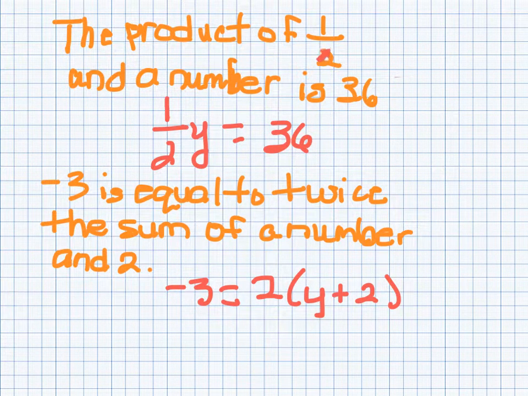Here we have the product of 1 over 2 and a number is 36. And so we have product means we need to multiply something. So we have 1.5 and a number would be y, so that's 1.5 times y equals 36. And then negative 3 is equal to twice the sum of a number and 2. We have negative 3 equals, we had that part, twice, so we have 2, and then the sum of a number and 2. So we have to do y plus 2 to do the sum of a number and 2.